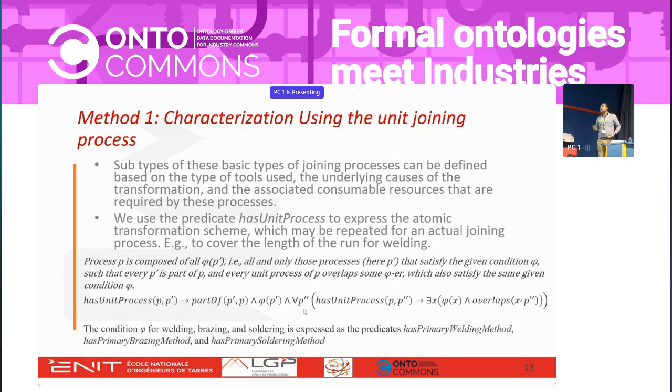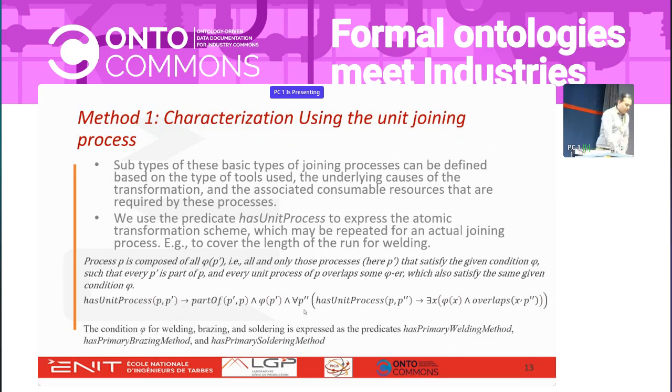Now we are going into the process characteristics. To formalize the process characteristics, there is a problem: welding, soldering, brazing are a kind of continuous process, whereas fastening, say you just hammer a nail, is kind of a discrete process. So we can have one method, the first method, where we can use the unit process to characterize this type of continuous process.